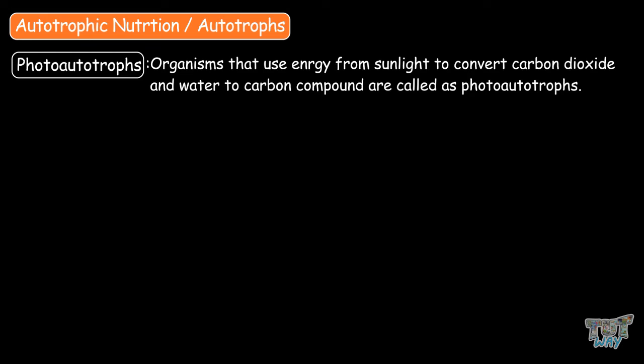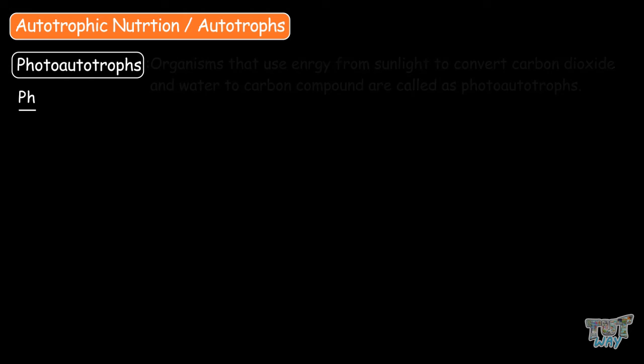Now let's first learn about photoautotrophs. All living things that carry out photosynthesis to produce energy are called photoautotrophs. And the process of photosynthesis requires energy from sunlight to convert carbon dioxide and water into carbon compounds. Now let's learn what happens during the process of photosynthesis.